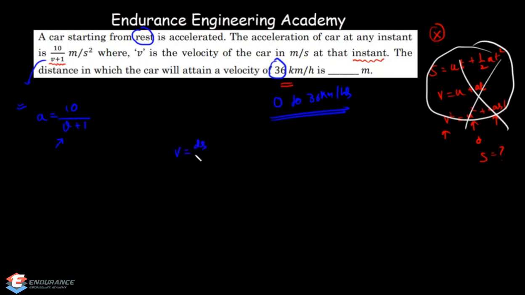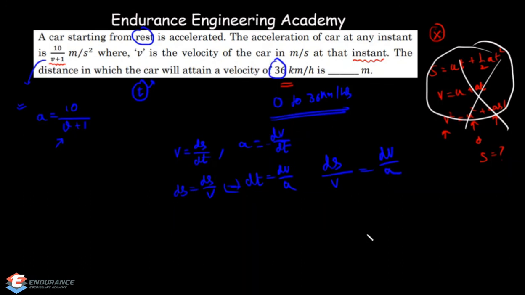What is that? v is equal to ds by dt, and a is equal to dv by dt. But if you observe the problem properly, there is no time component in the question, which means I will try to use an equation which doesn't have a time component. dt is equal to ds by v. Again, dt is equal to dv by a. By combining these two, I can write ds by v is equal to dv by a. So now I will keep all the velocity terms on one side. So a ds is equal to v dv.